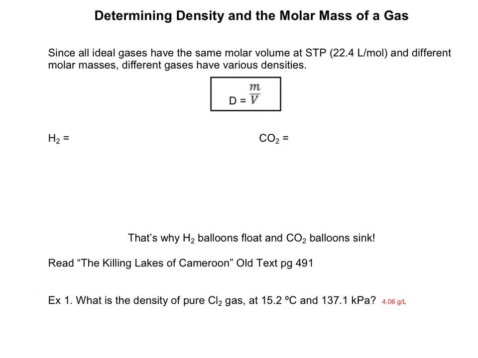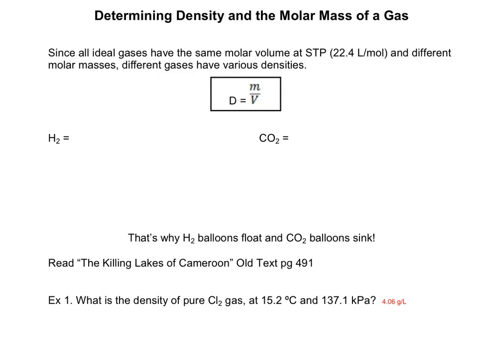Density is another quantitative physical property that we can describe about gas samples. Since all ideal gases have the same molar volume at STP, but they have different molar masses because of different particles, different gas samples will have various densities. Some gas samples will float in air, while others will sink in air. The density of air is 1 gram per liter. Density is calculated by taking the mass of the sample and dividing it by the volume.